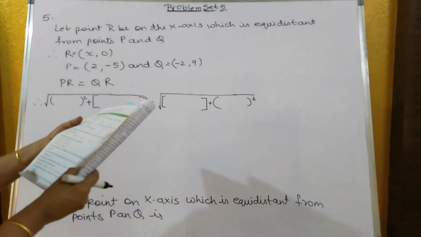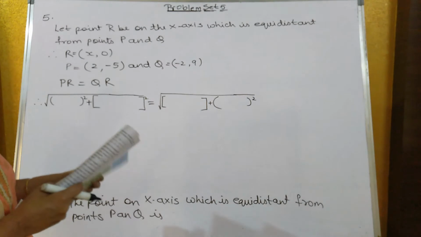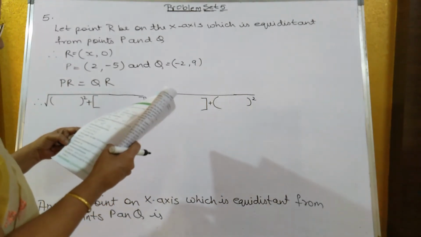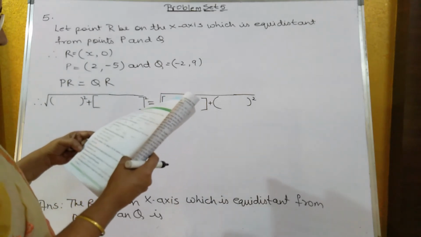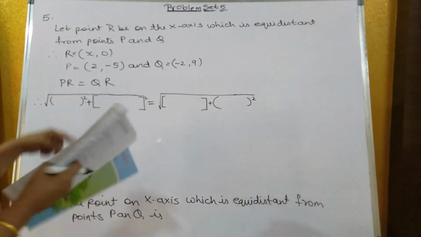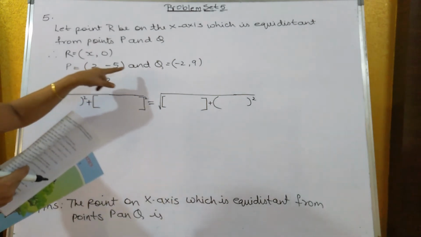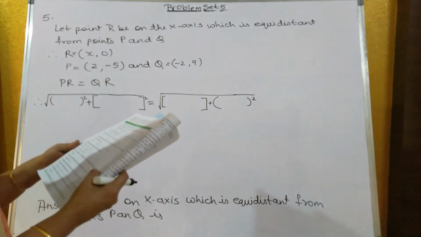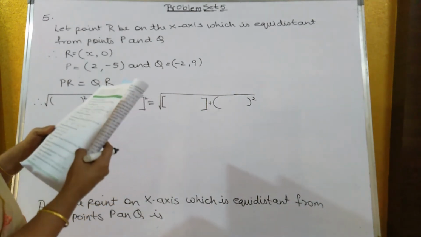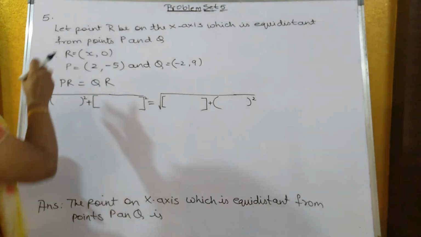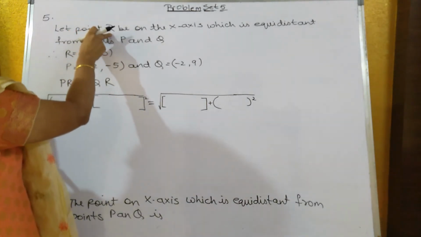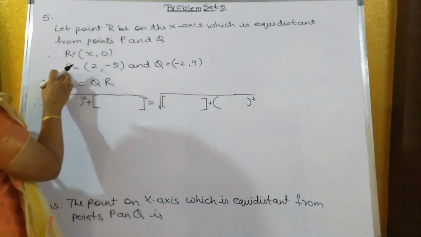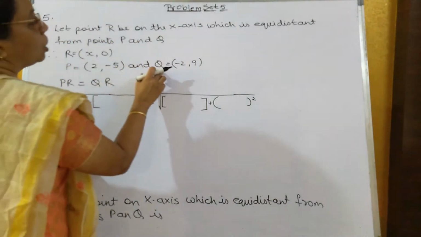Now sum number 5, which is connected to practice set 5.1, is the fifth sum. Find the point on x-axis which is equidistant from P 2 minus 5 and Q -2 and 9. So the coordinates of P is what? 2 minus 5 and Q -2 and 9. So we have to find out the coordinates of a point on the x-axis. So let us take that particular point as R, which is on the x-axis and which is equidistant from the points P and Q, and the coordinates of P is 2 minus 5 and Q is -2 and 9.